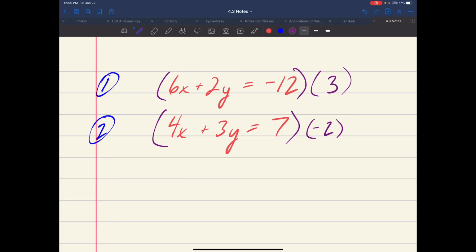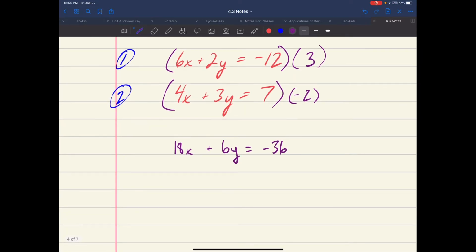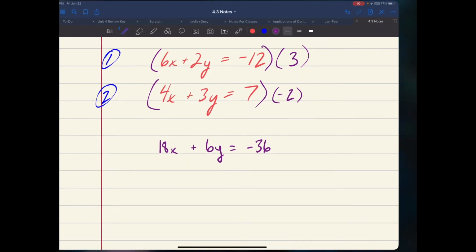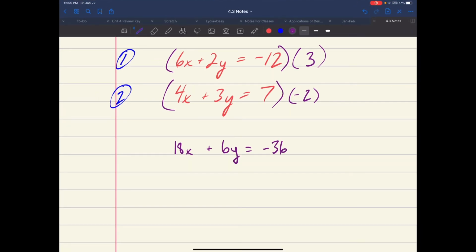So let's multiply those out. I'll do equation 1 first. So 3 times 6x is 18x, plus 3 times 2y is 6y. Negative 12 times 3 is negative 36. So this is my new equation that I'm going to use. And then the second equation would be the same thing. We have to distribute that negative 2. So negative 2 times 4x is negative 8x. Negative 2 times 3y is negative 6y. Negative 2 times 7 is negative 14.